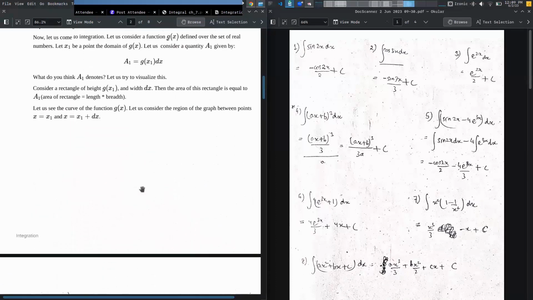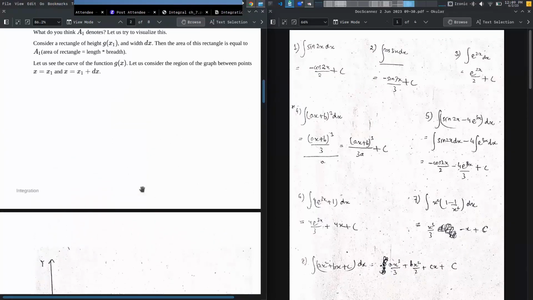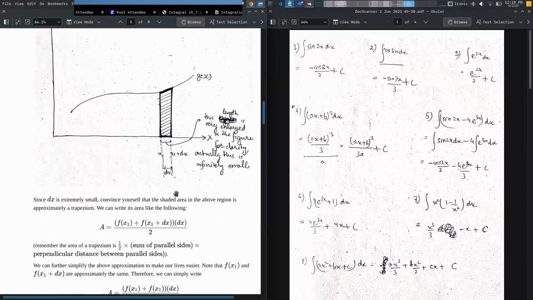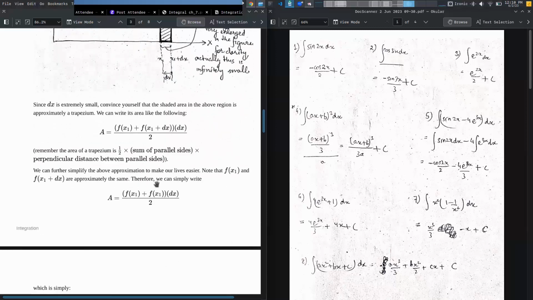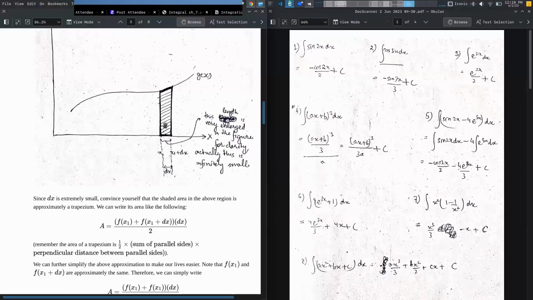So let us see the curve of the function g(x). Let us consider the region of the graph between points x equals x1 and x equals x1 plus dx, which looks somewhat like this. If this is the curve for g(x), then this region would denote the area between x1 and x1 plus dx, the area under the curve. Since dx is extremely small, here in the diagram I've shown it pretty enlarged for clarity, but it will be extremely small. It will almost be a straight vertical line.